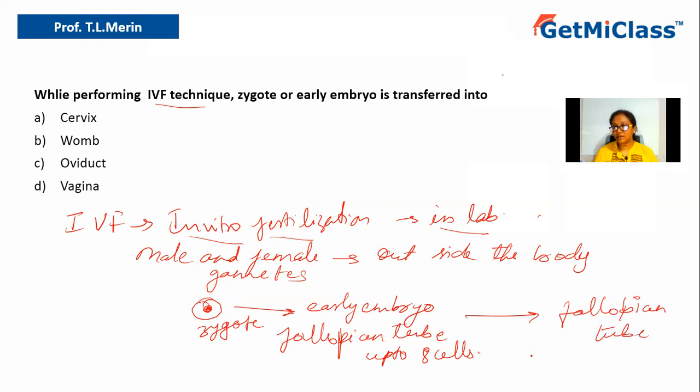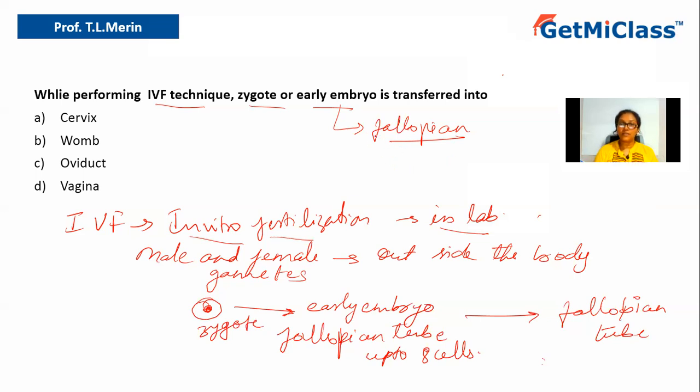Then further cleavage will occur and it will get converted into blastocyst stage, and further it will get implanted in the uterus on its own, by natural means. But only the zygote or the early embryo will be transferred in the fallopian tube. If it is beyond 8 cell stage, like up to 16 cell stage, then it has to be transferred in the uterus. But if it is a zygote or early embryo, that has to be transferred in the fallopian tube, because in the fallopian tube there are certain conditions which will allow further development and further differentiation to get converted into a blastocyst. Only then it will go and get embedded in the endometrium of the uterus.